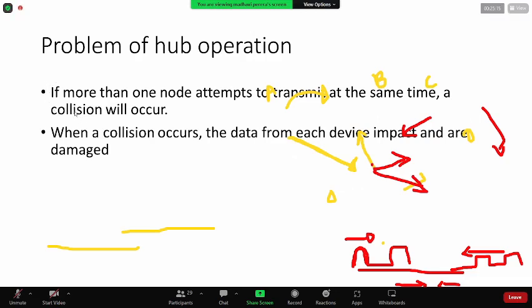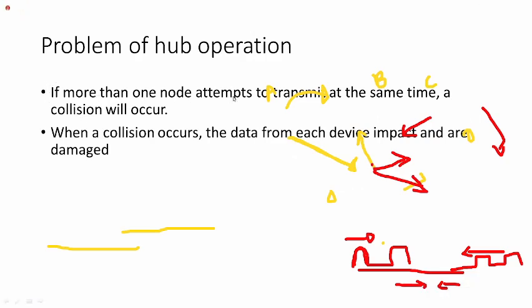If more than one node attempts to transmit at the same time, a collision will occur, right? So that is what I explained. Like this, there are two voltages. When two voltages come in the same channel at the same time, this kind of data destruction will happen, which we'll call a collision, right? When a collision occurs, data from each device impacts and is damaged. So you will lose both messages sent by both people. So then you will have to send those messages again, right? So that is the problem of hub operation.